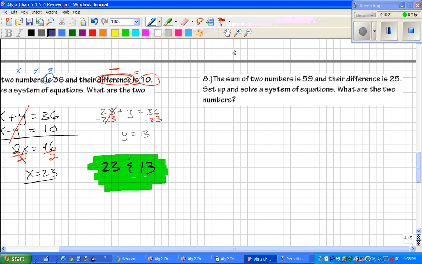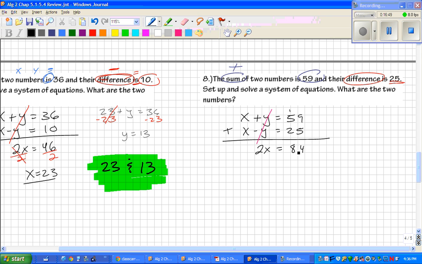Okie dokie, the next one says the sum of two numbers is 59. So x plus y is 59. Their difference is 25, so x minus y is 25. Okay, same as last time. Your y's cancel. You get 2x equals, add those up, 4, carry the 1, 84. Divide both sides by 2. X equals 42. Okay? And now we know what x is.